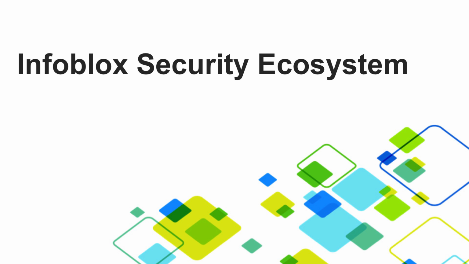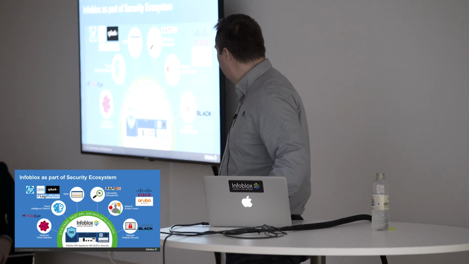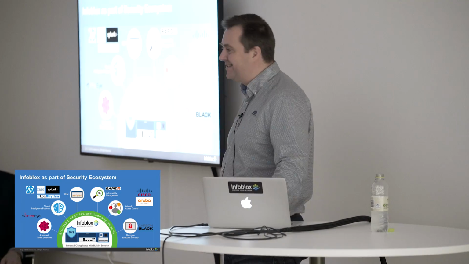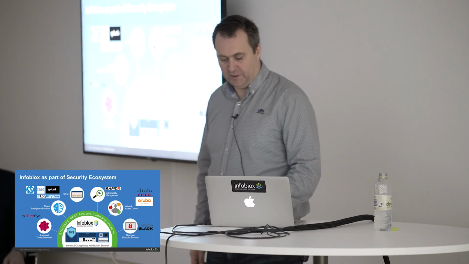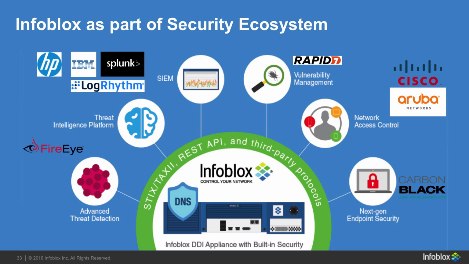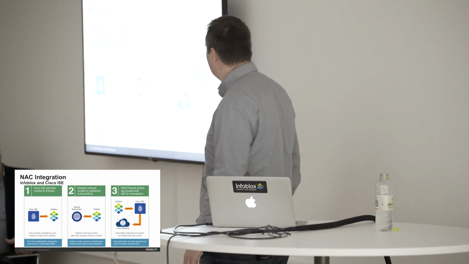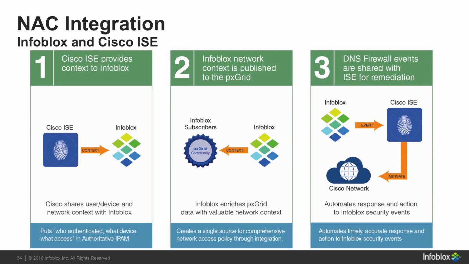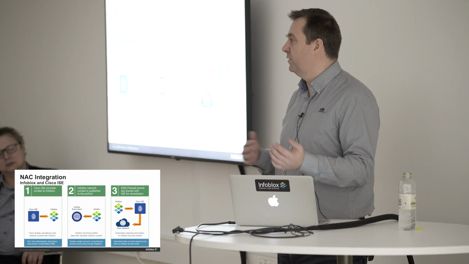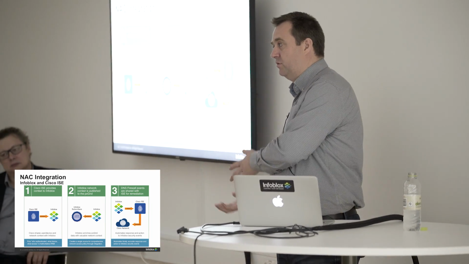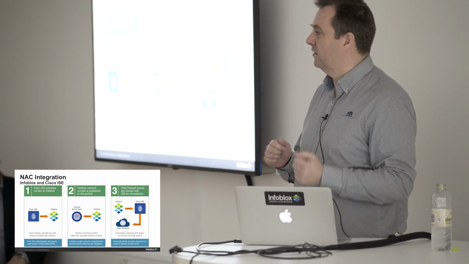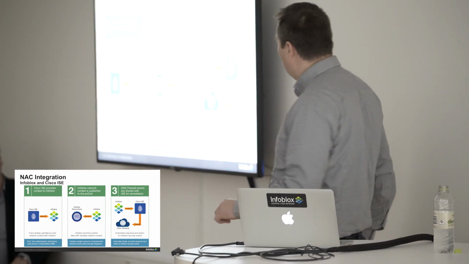Security ecosystem, a bit more details about that one. So there's a whole landscape of integrations. We're not going to go over every one of them, but let's start with the general request. Infoblox and Cisco ICE. So with Cisco ICE we have a bidirectional integration, so we can deliver information to Cisco ICE and Cisco ICE can deliver information to us.